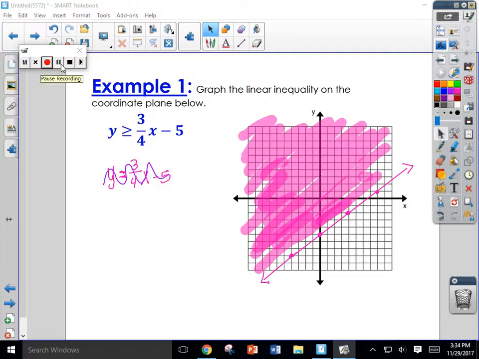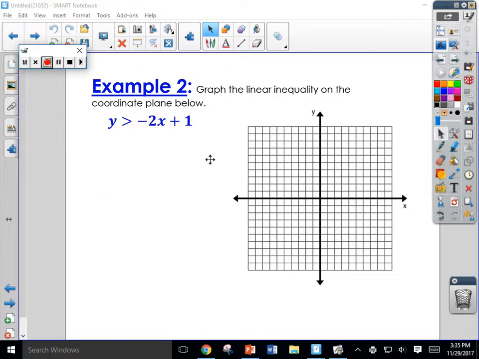So we're going to try another example. So again, with this example, we're talking very similar to the last one. I'm going to start graphing it like I normally would. My y equals mx plus b. My starting point is up here at positive 1, and my slope is negative 2. So from here, I go down 2, right 1, down 2, right 1, down 2, right 1, and continue that and make my straight line.